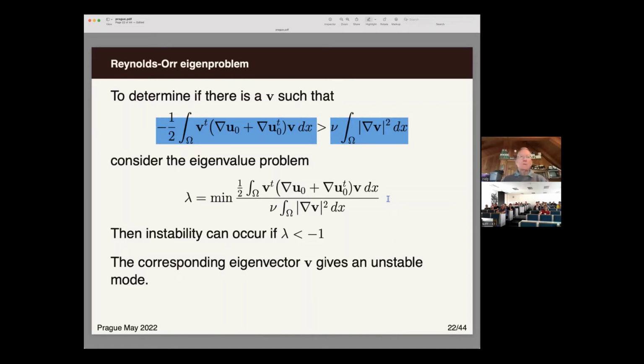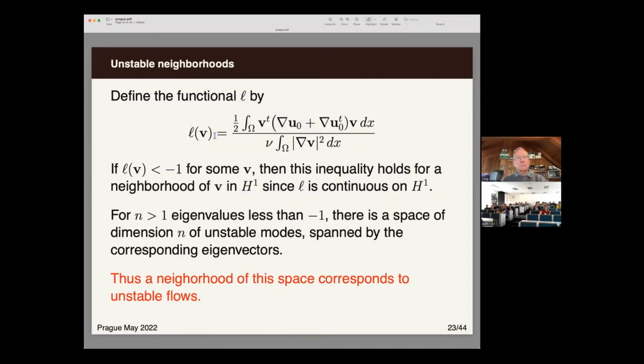It corresponds to an eigenvalue problem. And let's ask when that eigenvalue is less than -1. So let's call this Rayleigh quotient L of V. It's a functional, it's not a linear functional, but it's a functional. And so if L is less than -1 for some V, then that means the perturbation will grow in time, and you can show it grows exponentially in time.